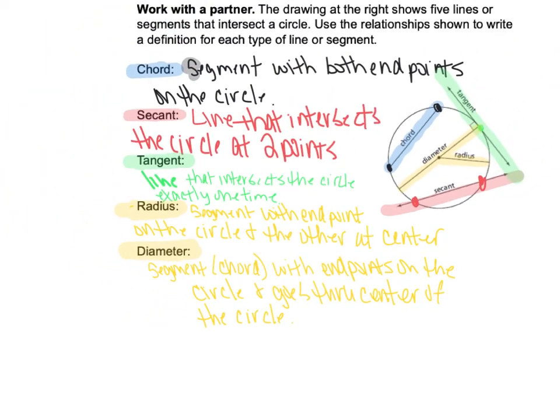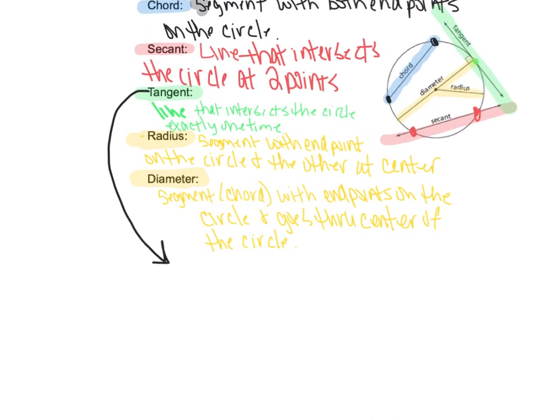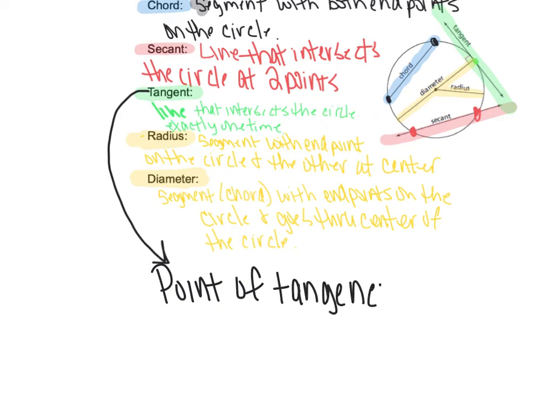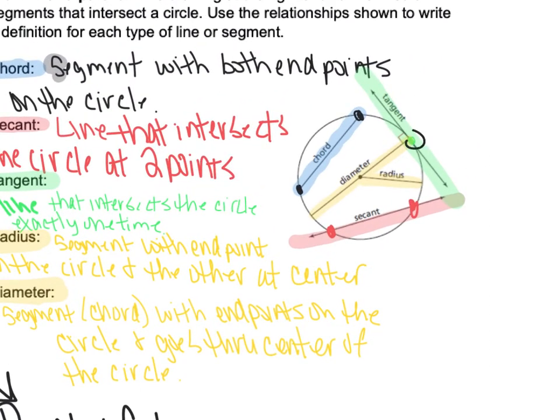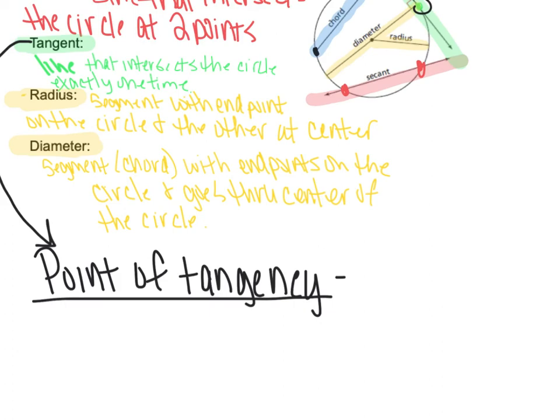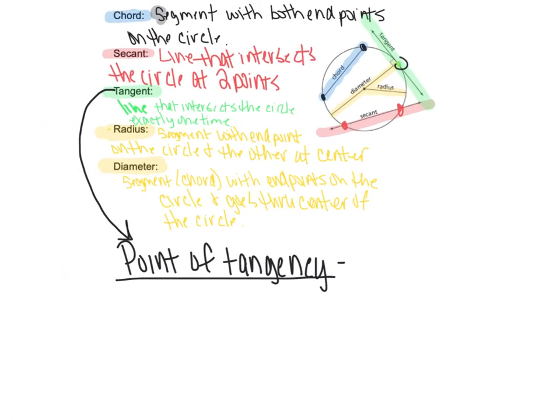Okay. And really there's probably one other vocabulary word that we could add here, and it goes along with tangent. And that is what is called the point of tangency. Okay, that's one more. And basically where my green dot is right here, that's my point of tangency. It's the point where the tangent line intersects the circle.